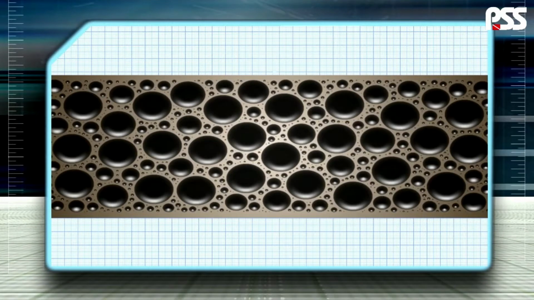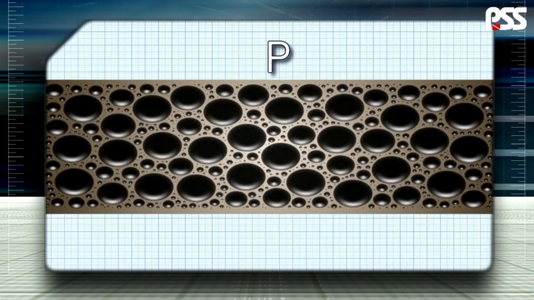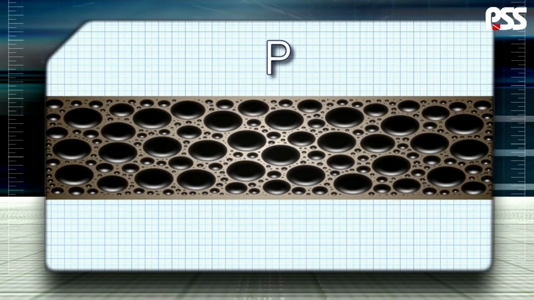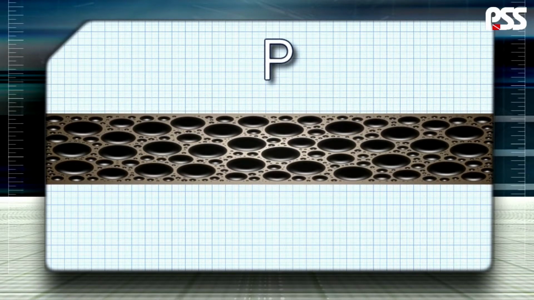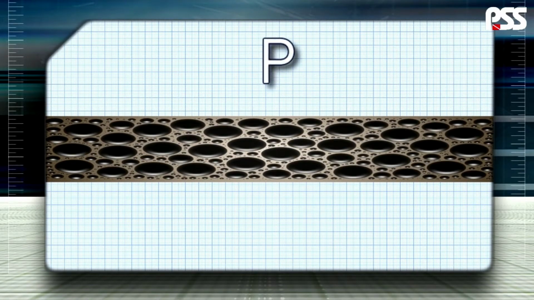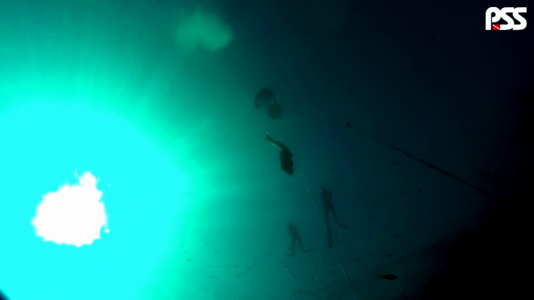Let's take a practical example: the neoprene wetsuit. Thousands of gas bubbles are enclosed within the neoprene foam. The bubbles are subject to the pressure increase at depth, and their volume is reduced. A practical consequence of this is that the thickness of the suit is reduced as you go deeper.